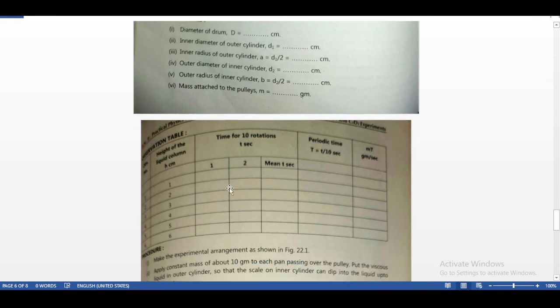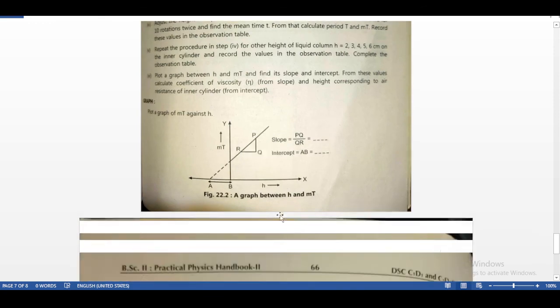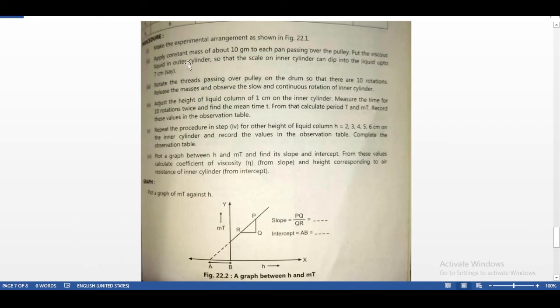It is the observation table, then the procedure. The graph I have explained, and then the procedure is this. With a constant mass of about 10 gram on each pan passing over the pulley, put the viscous liquid in the outer cylinder so that the scale on the inner cylinder dips into the liquid up to 7 cm. It is the proper initial adjustment for starting the experiment. Now rotate the threads passing over the pulley on the drum so that there are 10 rotations, or as I explained, either 5 or 10 rotations.